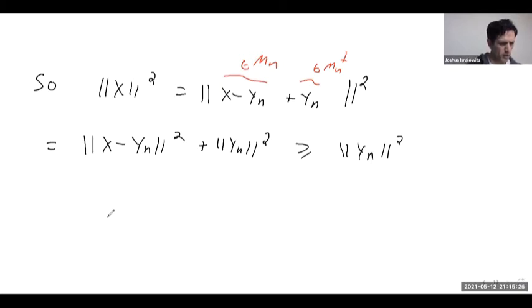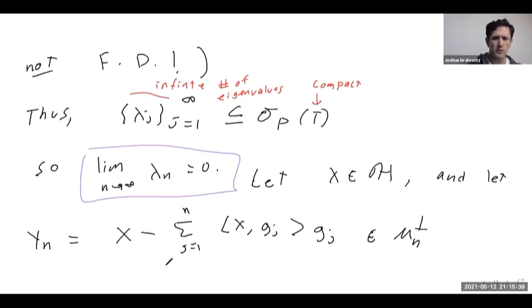Right. So what does this tell me? This tells me that T y_n. What I want to show is that T y_n converges to 0 as n goes to infinity. Well, T y_n is going to be Tx minus this sum here.